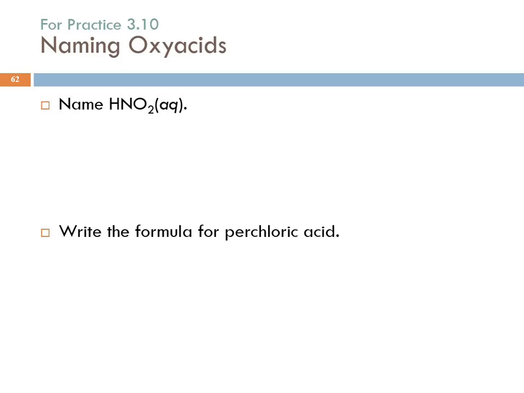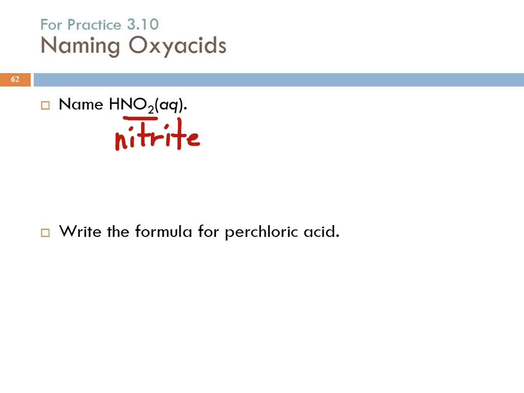So let's look at HNO2. First of all, is it an acid? Yeah, it starts with H and it's dissolved in water. And then what kind of an acid is it? Is it an oxyacid? Does it have oxygen in it? Yeah, it does. So we're going to use the rules for oxyacids. So we need to identify what that ion's name is. Nitrite. Nitrate is NO3. This is the light version. So that's the nitrite ion.